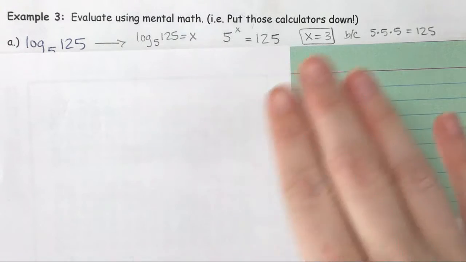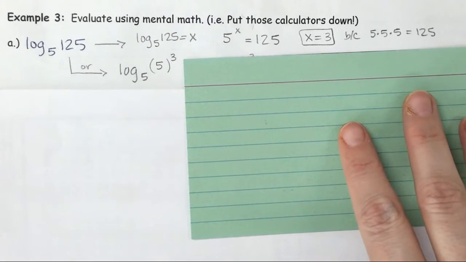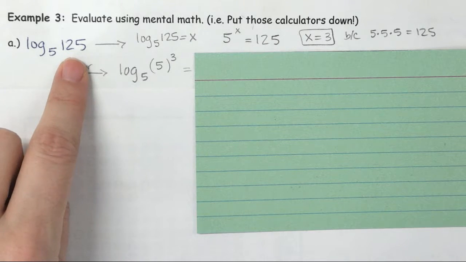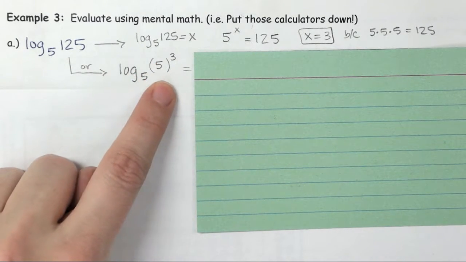Okay, I think this is the way that you're going to like to do this a little bit better, but I want to show you the other way so you understand how the log function works. So another way you can think of this is, oh, I know that 125 is 5 to the third power.